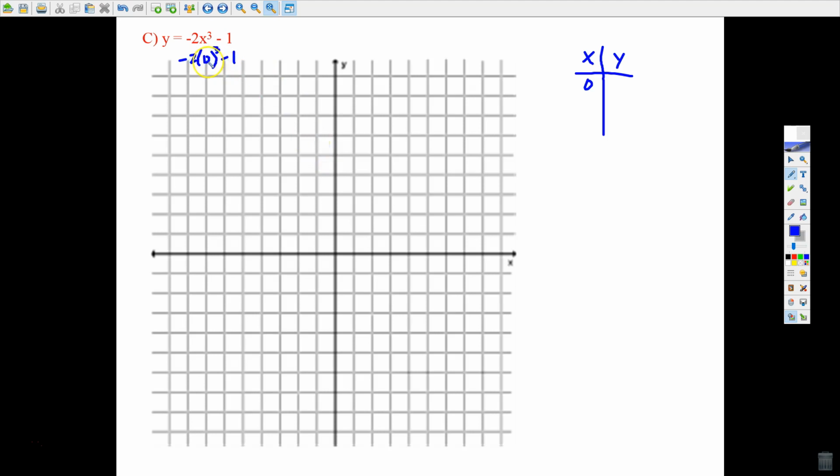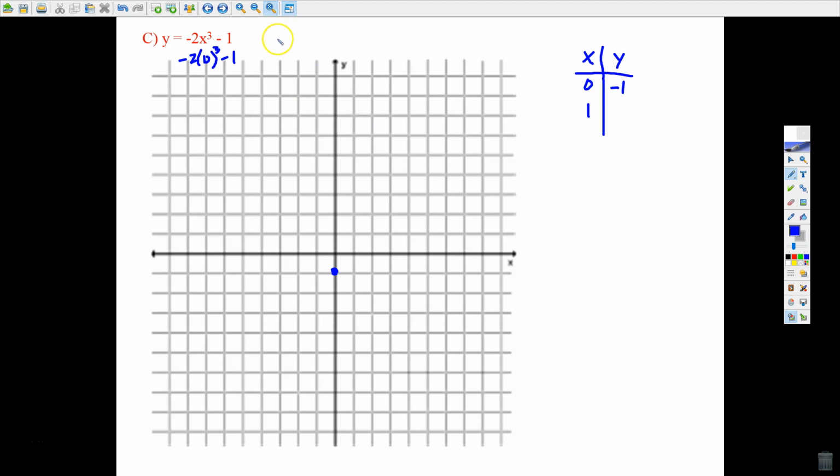And if you input 0 here and simplify, of course 0 cubed is still 0, 0 times negative 2 is still 0, and then 0 minus 1 is negative 1. So there's a point on my graph, 0, negative 1. Remember, we're just doing inputs in order to determine the related output. So let's try another easy number.